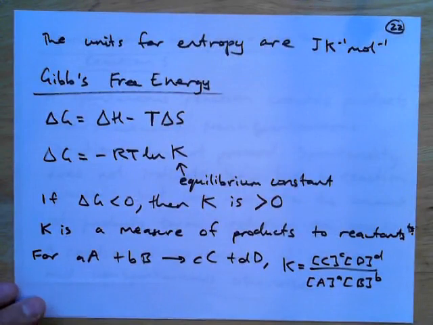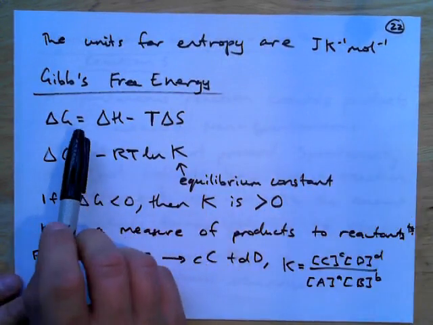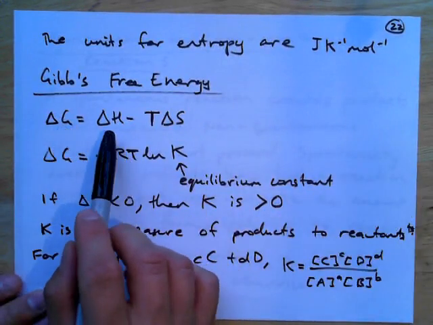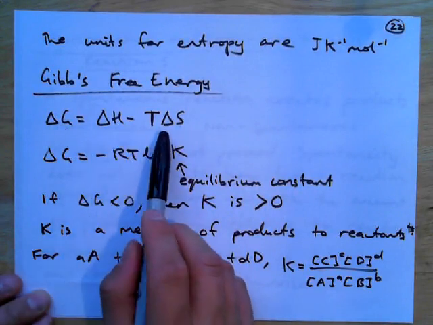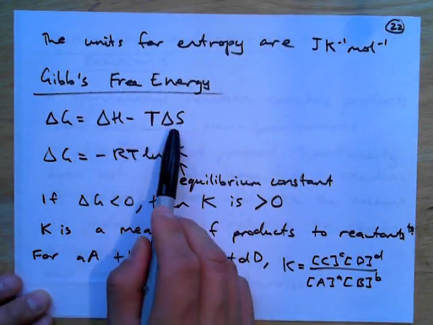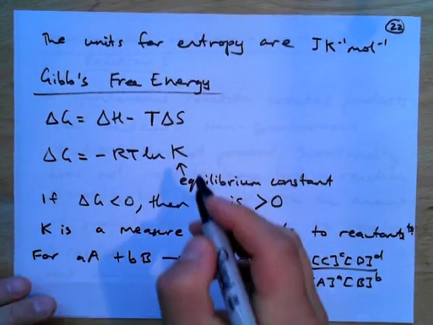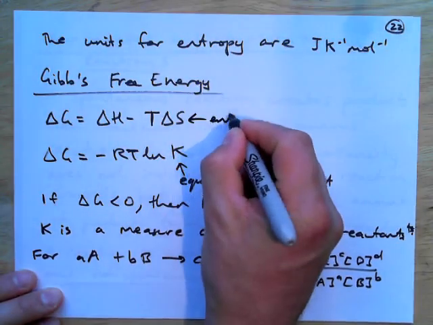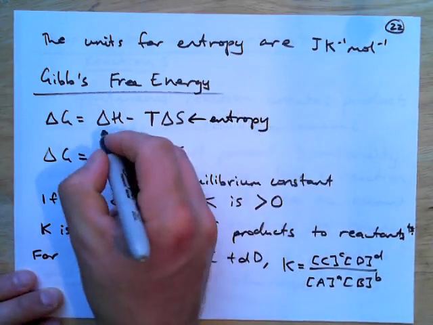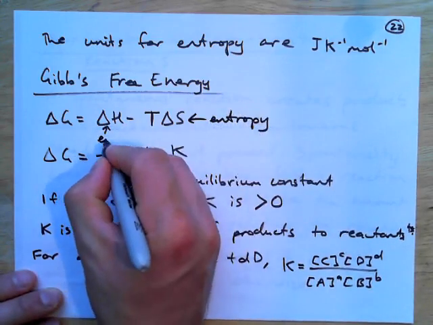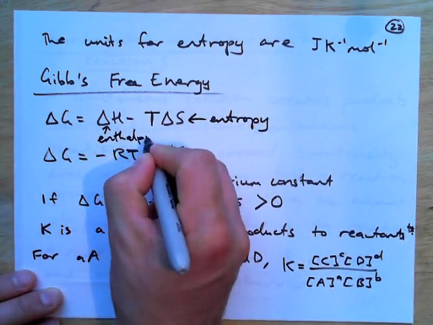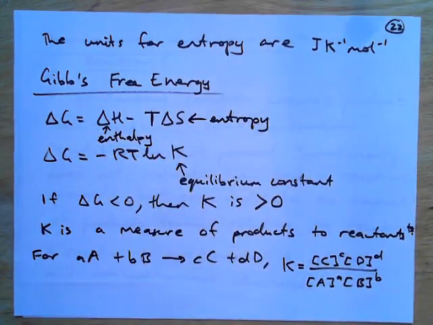Even though there's a decrease in entropy, the Gibbs free energy tells us exactly whether a reaction is going to be spontaneous or not, and it considers the delta H, and it considers the temperature times the delta S. This part here is our entropy. This part here is our enthalpy, and T is our temperature.